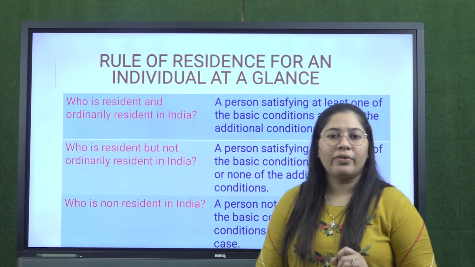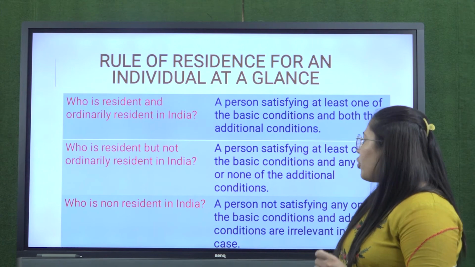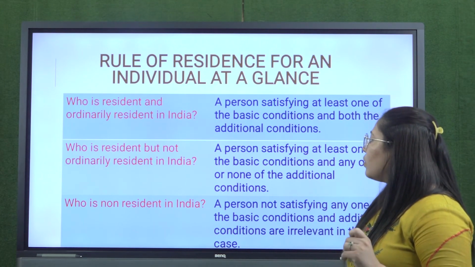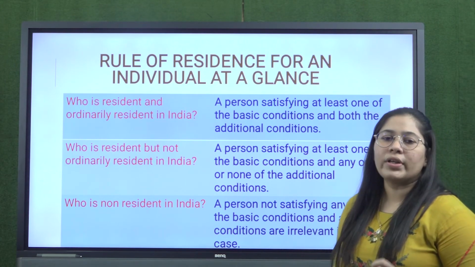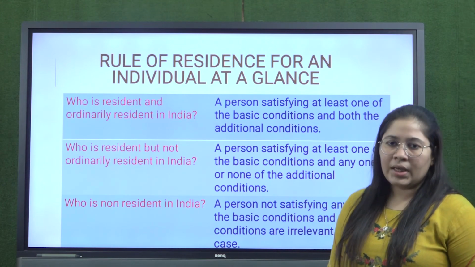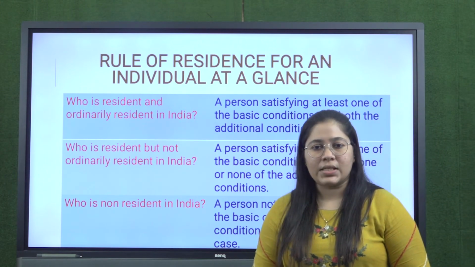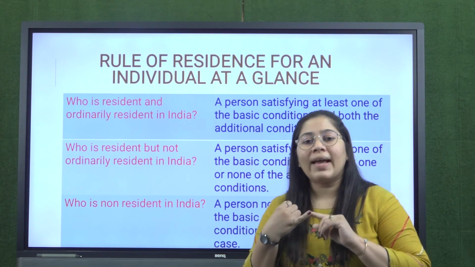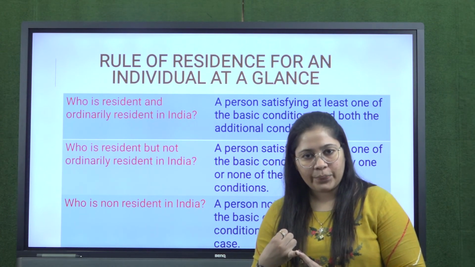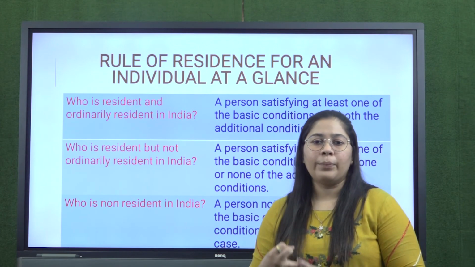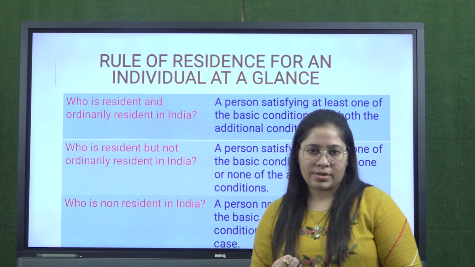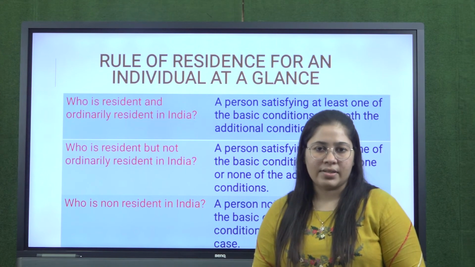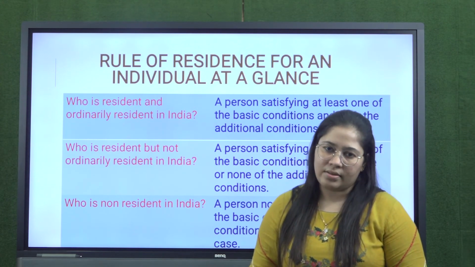Let us do a quick revision. The first and foremost question which may arise is, who is resident and ordinarily resident in India? So, a person who is satisfying any one of the basic conditions, and he is satisfying both the additional conditions, then he is considered as a resident and an ordinarily resident.